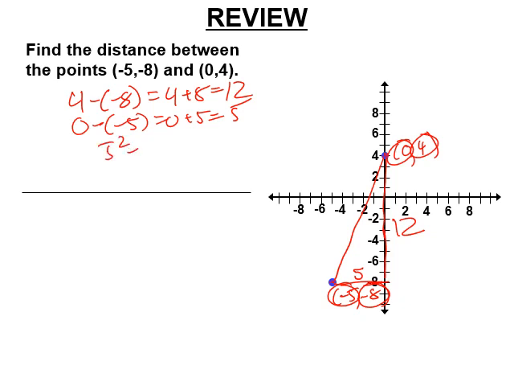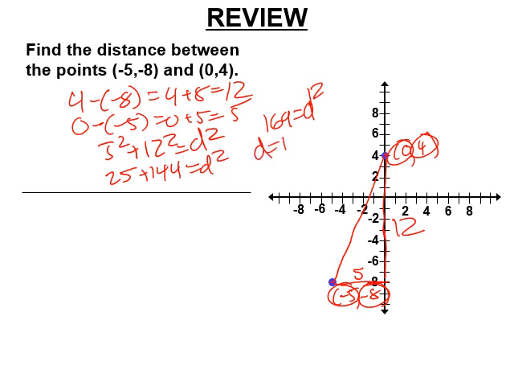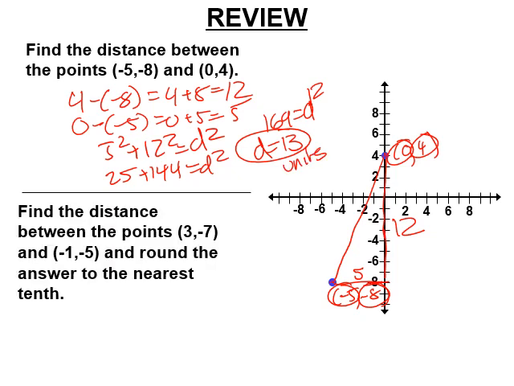So we have 5 squared plus 12 squared equals hypotenuse squared. We'll use D because we've been doing that. And so 25 plus 144 equals D squared. So 169 equals D squared. So D is 13, right? Positive square root of 169, 13 units. But you won't have to type that on the test. All right, so try this one on your own.